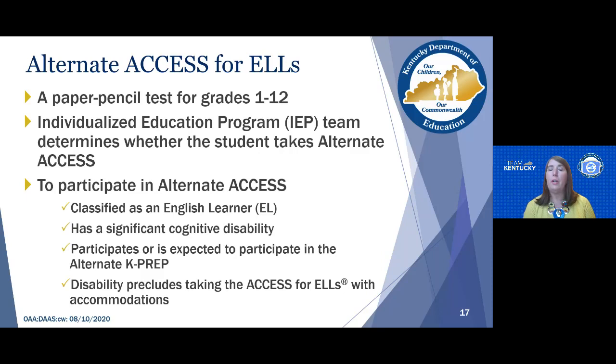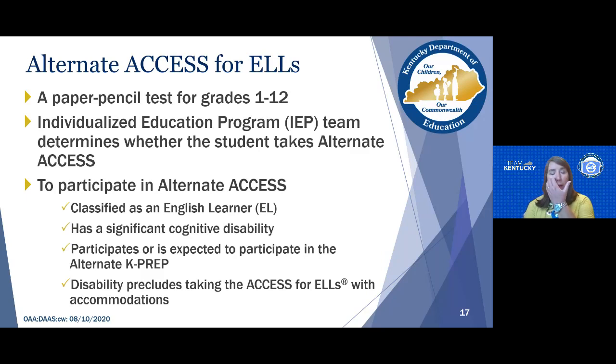Now you're probably saying another question here, Chris. In previous years, the alternate access starts at grades 1 through 12. Well, for the paper pencil assessment, yes, it is, but the federal government says that has to also be given at K. And so we don't have an alternate K for our English learners. So what are we going to do this year?